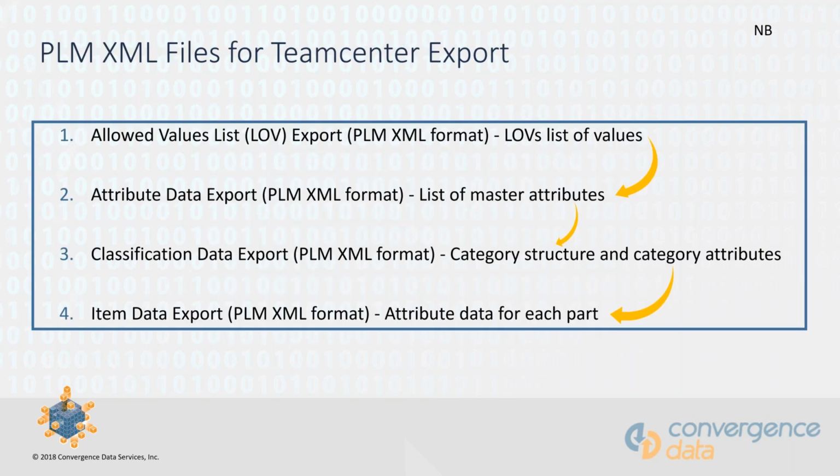And one more note here with the file importing, when you're going to Teamcenter, there is a specific order that you need to follow. You would want to start with your allowed values list, or in Teamcenter, list of values. And then after that, you would import your attribute data, which is going to tie to the LOV list. And then after that, you would want to import the classification data, which is going to link to the attributes and thus the LOVs. And finally, you would import the item data, which would tie into all three previous imports.